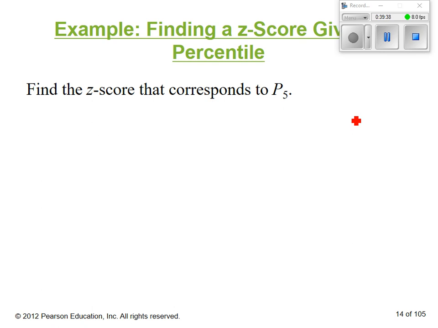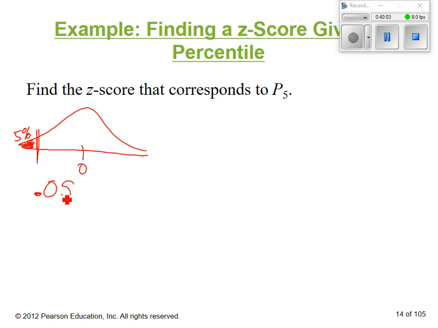Find the z-score that corresponds to P5. So I'm on my graph here. Zero's right in the middle. What's P5 mean? The 5th percentile. Where's that going to be at? Very low, down here somewhere. Because I want 5%. I scored higher than 5%. So 5% is 0.05.